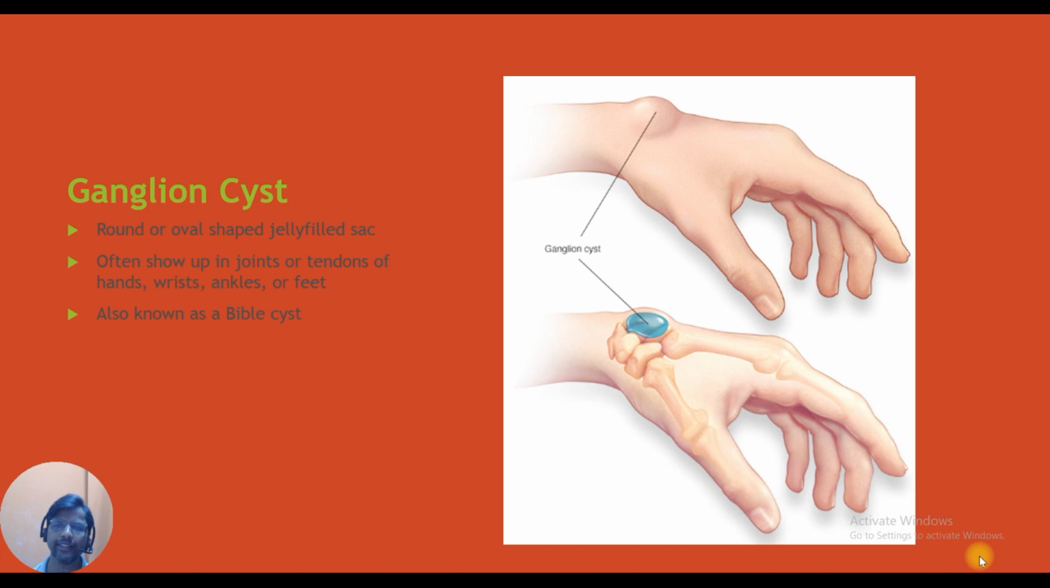Next we have ganglion cyst, which is also one of the most important procedures we will encounter. Ganglion cysts are round or oval shaped jelly filled sacs. So these are the ganglion cysts. This is the external appearance, this is the internal appearance. Most of the time you will see them in the joints or tendons of the hands, wrist, ankles and feet. So basically you may find these cysts anywhere in the hands, wrist, ankles and feet. Another name for ganglion cyst is Bible cyst.